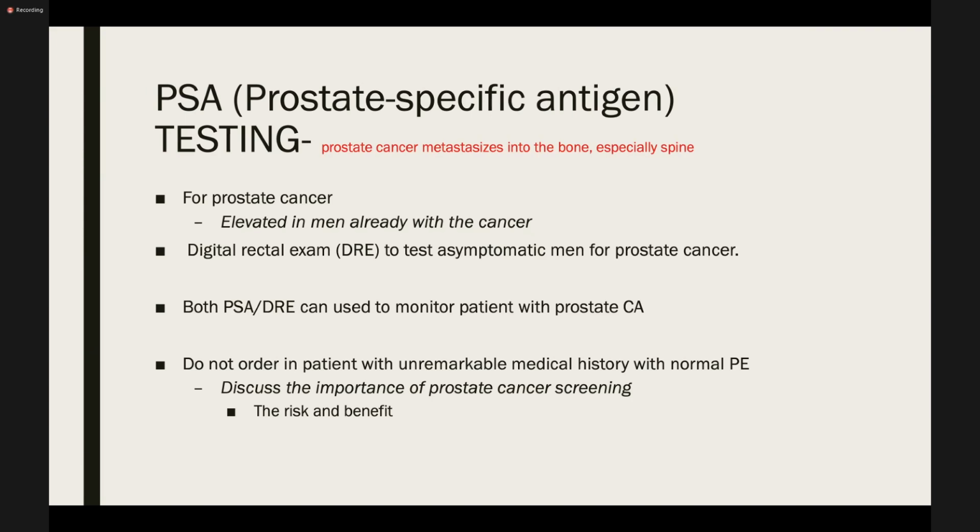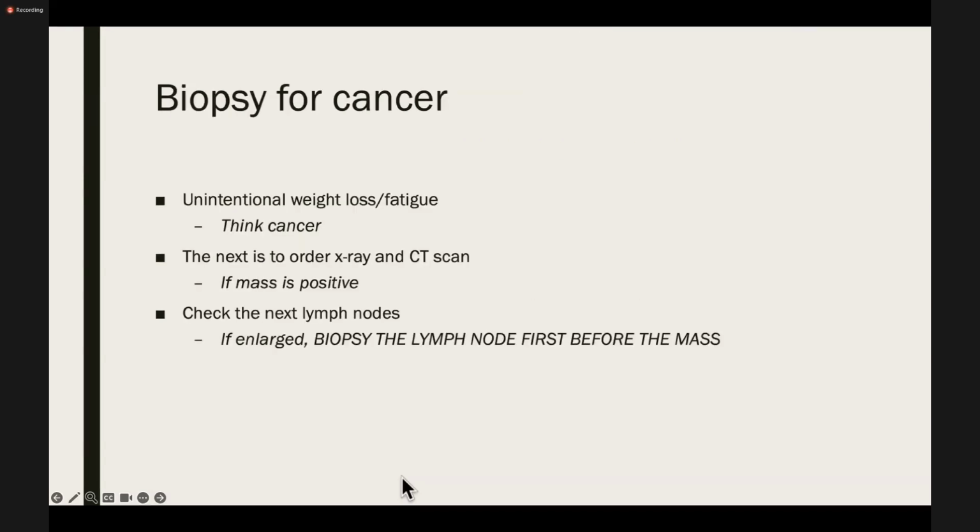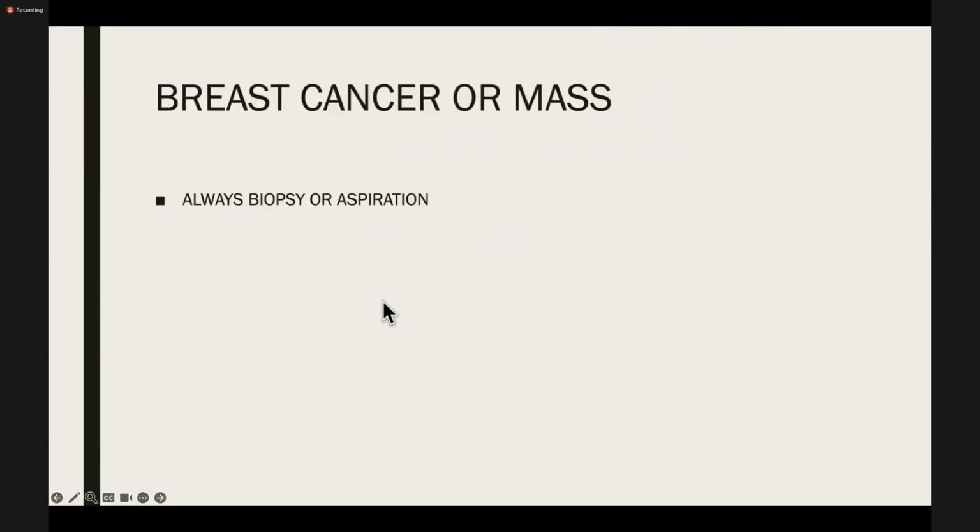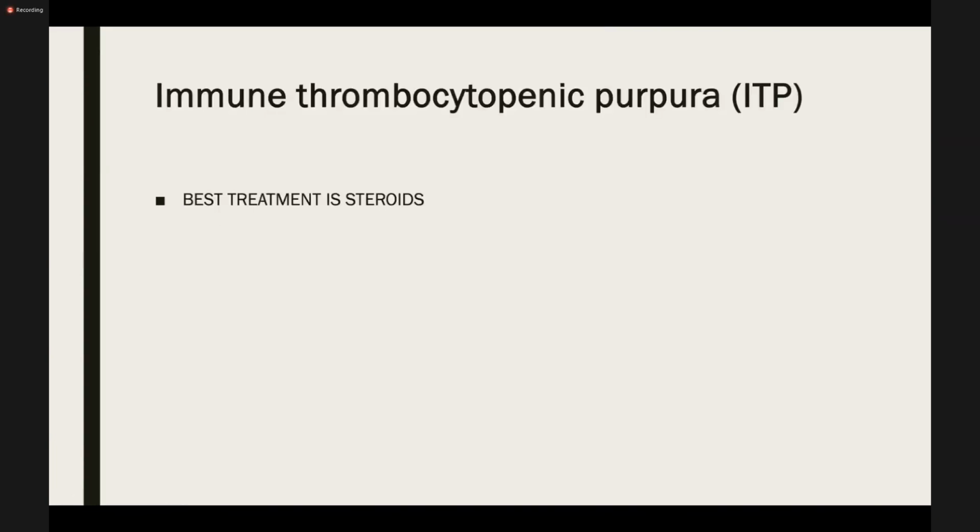That's it. Patient that's been diagnosed with prostate cancer, yeah, you do PSA and DRE on them. Again, let me read it to you. Do not order PSA in a patient with unremarkable medical history with normal physical examination, right? We discussed that already. Mammogram, discussed it already. What's the best treatment for ITP?